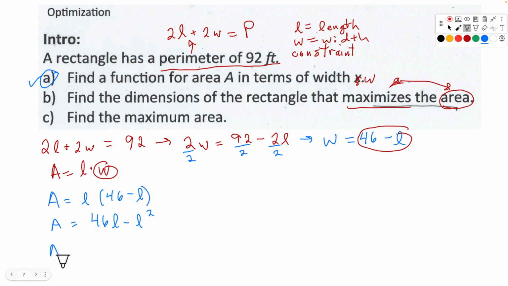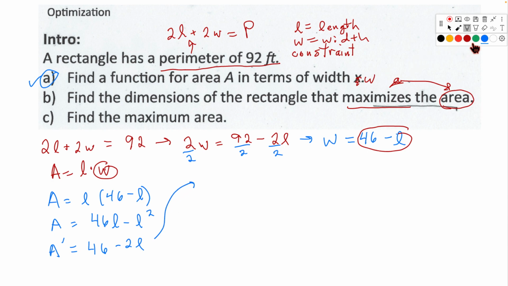So next step, take the derivative. And I apologize if my notation is a little different than Dr. Arthur's. I'm not sure which one. There's two different notations, right? I could have called that dA/dL or something, but I like the prime notation. So the derivative of 46L is just going to be 46. The derivative of L squared is negative 2L. We've got our derivative, set it equal to 0. So this is the next step up here.